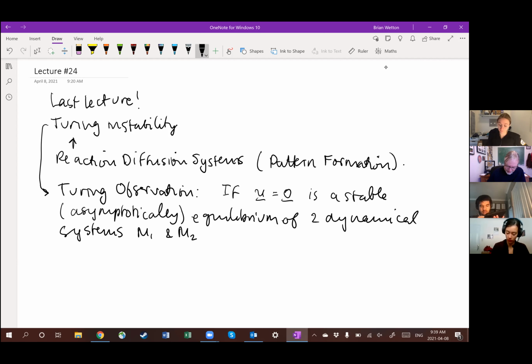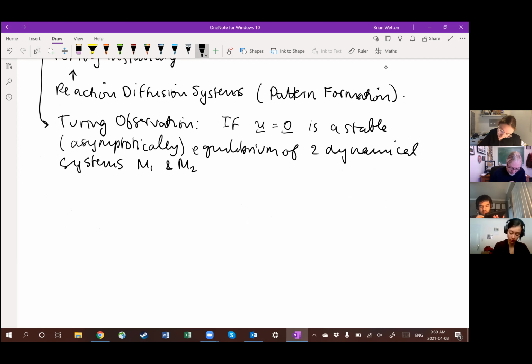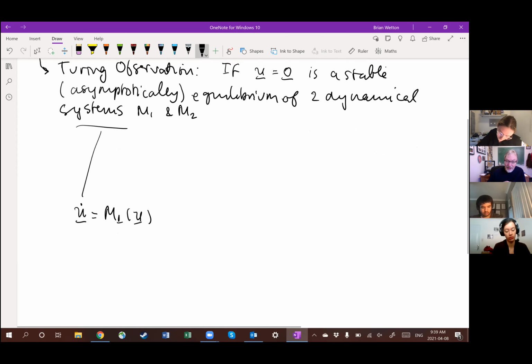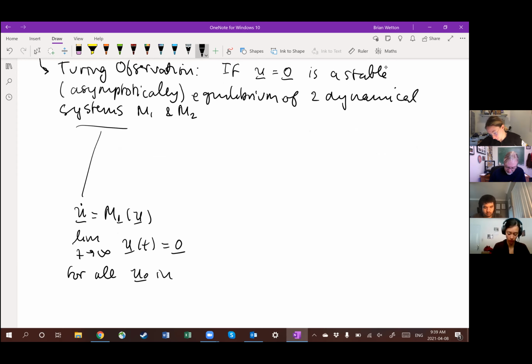M1 and M2. Okay, so what do I mean by that? So what does this mean? This means if I'm looking at this, let's say it's an ODE, right? It's autonomous, there's no t. Then if I have the limit as t goes to infinity of u of t, I get 0. And this is for all initial conditions in a neighborhood of 0. So you have a little disk, at least around the origin, where if you start anywhere in that disk, you tend to the origin as t goes to infinity.